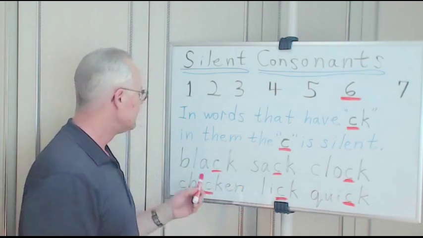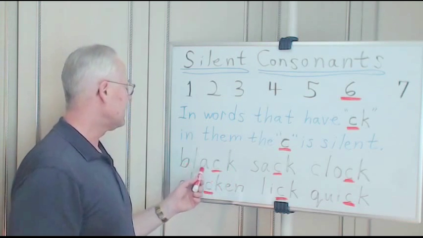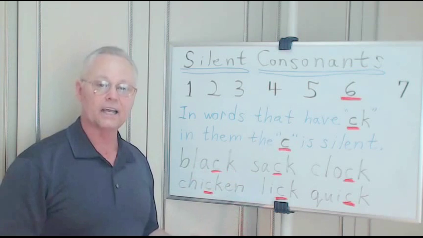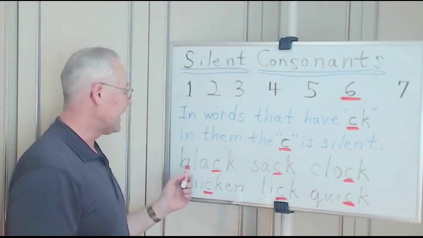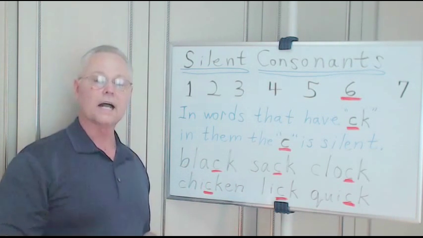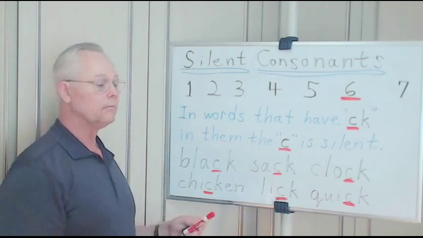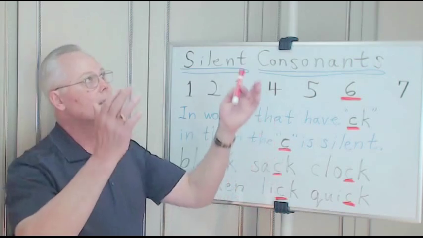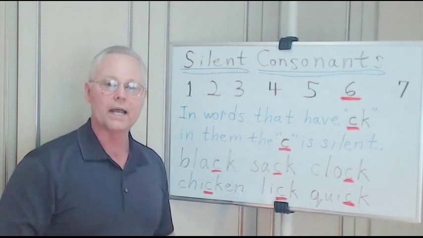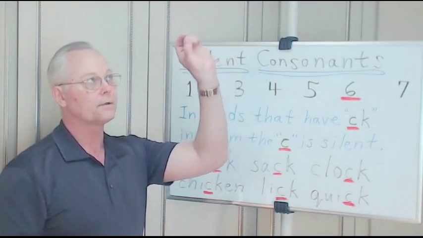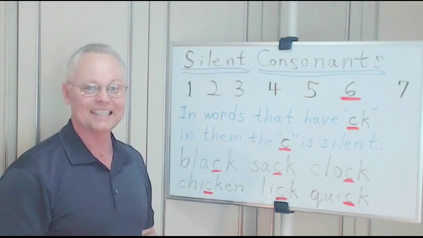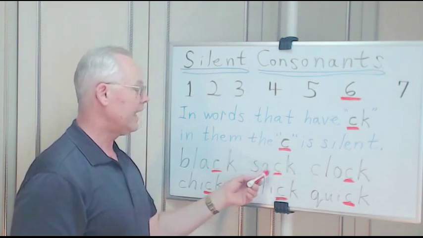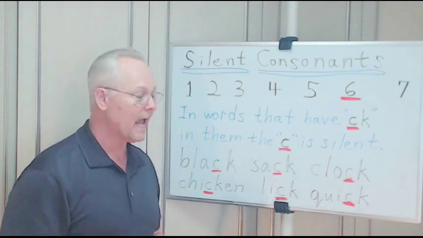Black. B-L-A-C-K. A-C-K is ack. B-L, two-letter consonant blend, blah. Black, the color black. At night, the sky is black, except for the twinkle of stars, right? Black. Sack, A-C-K again. Sack.